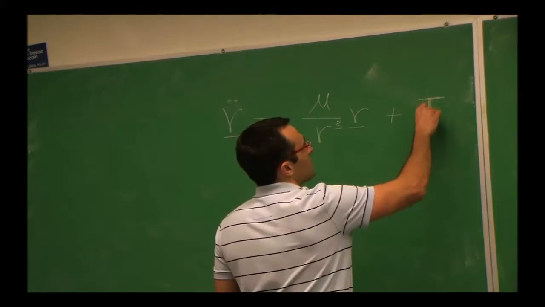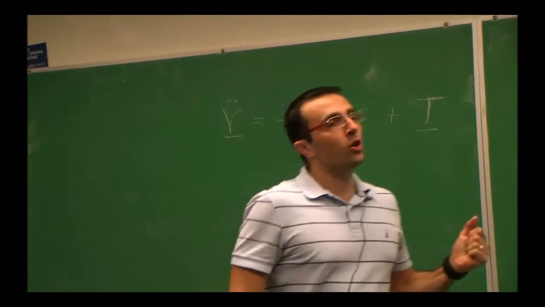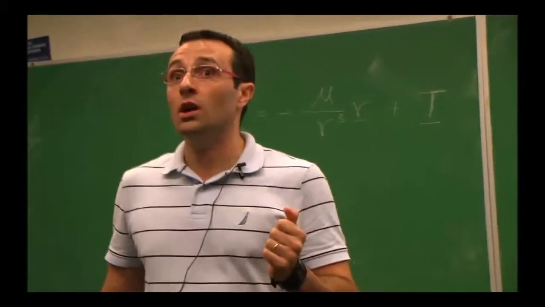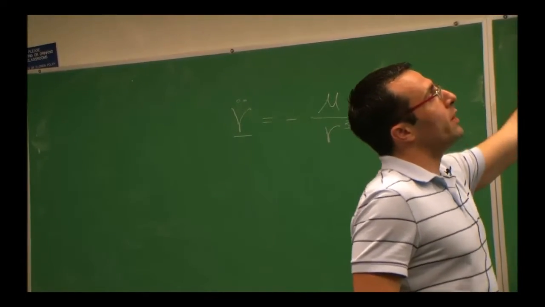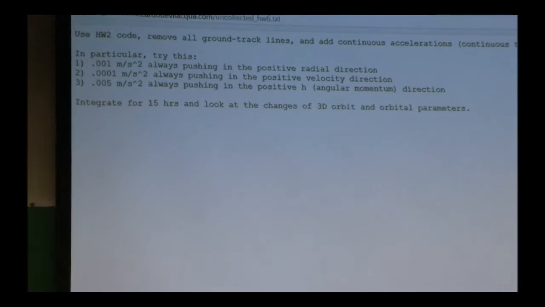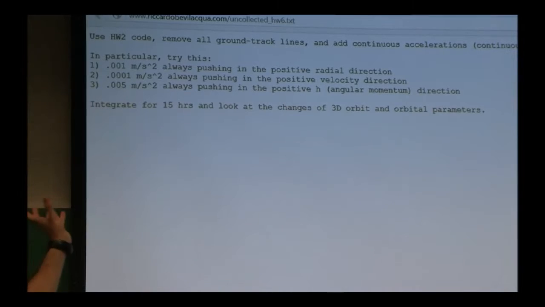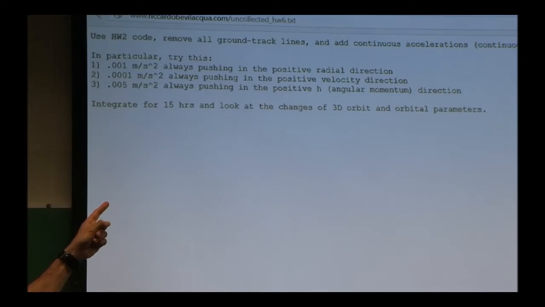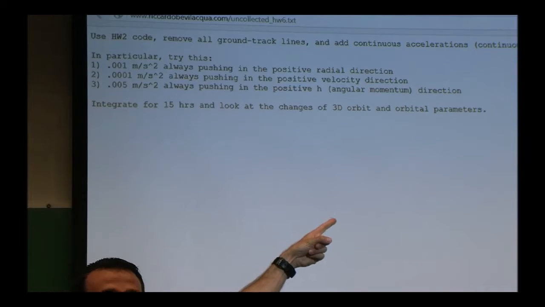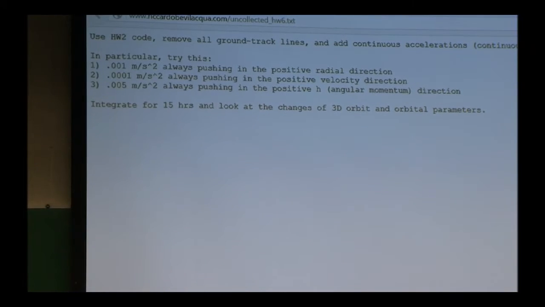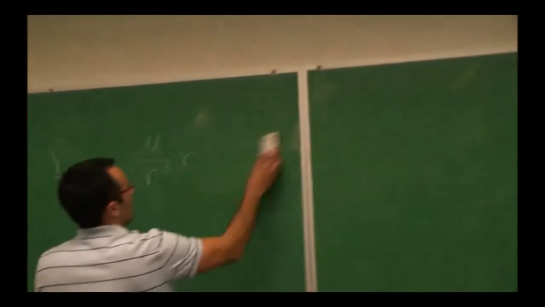But anyways, what I'm asking you to do here as an uncollected homework, which you really should do though, is try these 3 cases. Go and open the same code you developed, or even the one I posted from homework 2. Remove everything that has to do with ground tracks. I don't care about that, or you can leave it there. And add now in the function with the equations of motion, relative acceleration with J2, this additional piece. So what you have in that function is actually this now, right?